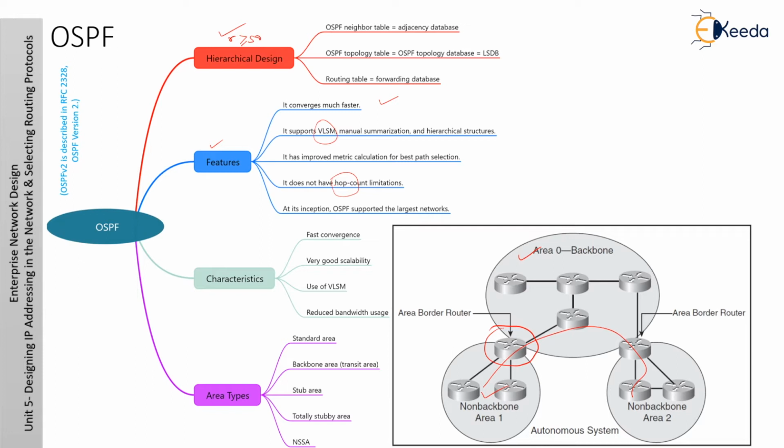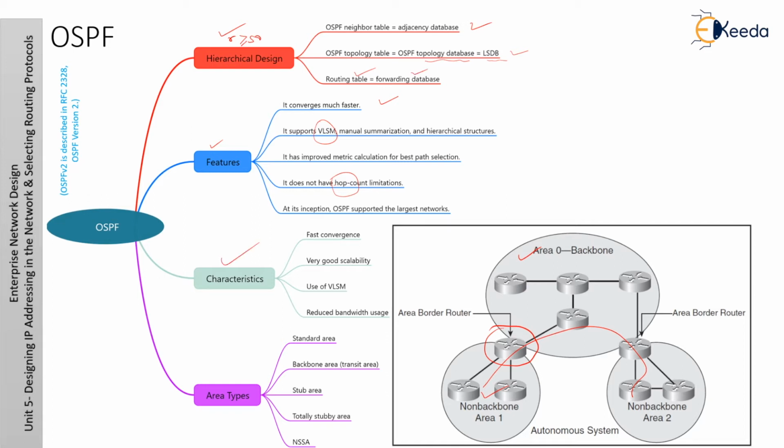You might encounter different terminologies in various OSPF tables. Okay, so these terminologies include: OSPF neighbor table, which equals adjacency database; OSPF topology table, which equals OSPF topology database, or LSDB; and routing table, which equals forwarding table. These are analogous. Now come to characteristics of OSPF.